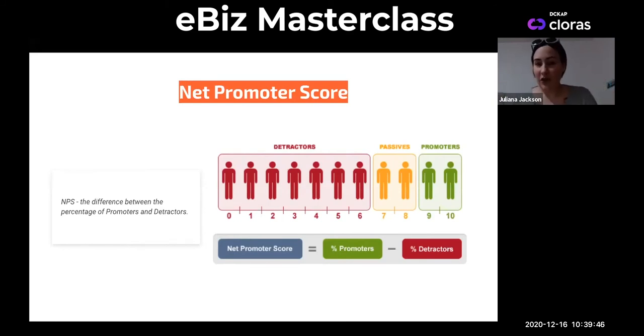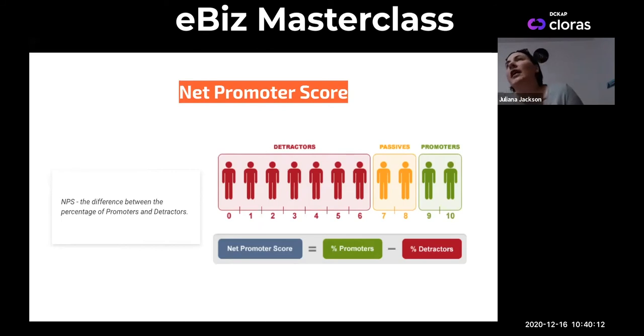So Net Promoter Score is a very good way to understand what that experience is, how that experience is in the eyes of your customers. You probably know it by the question you get all the time after you purchase something, where they ask you, on a scale of 1 to 5 or 1 to 9, how would you recommend these products to your friends and your family?